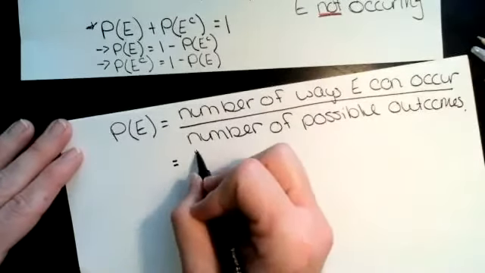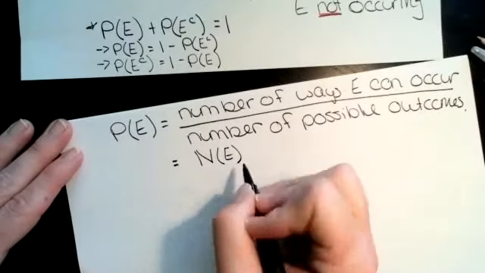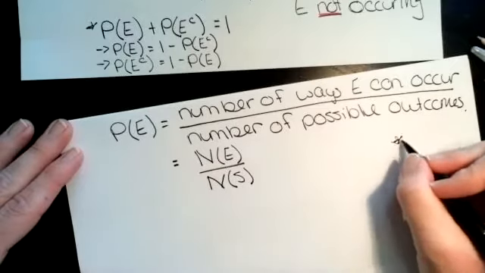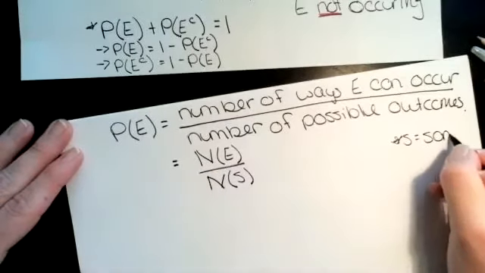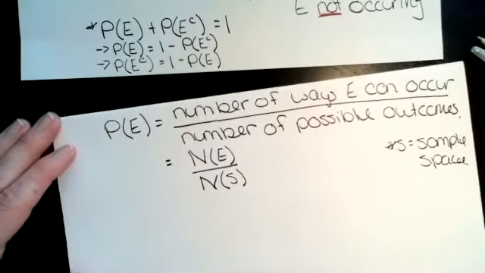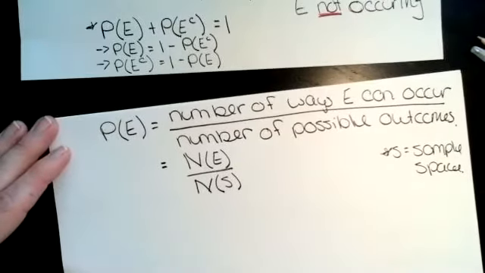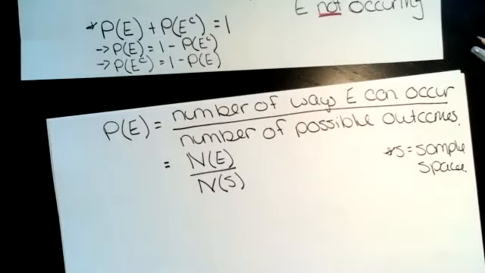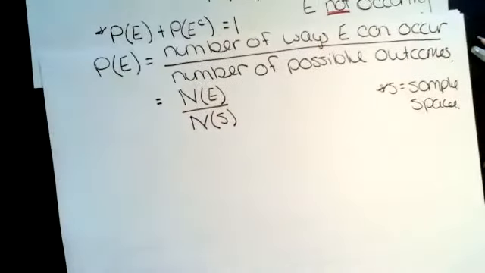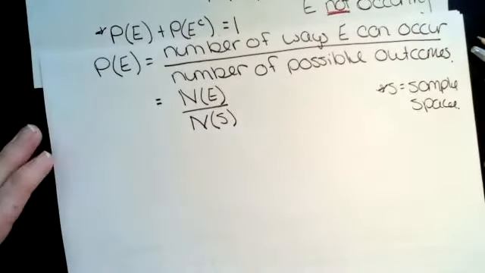This is just the number in E divided by the number in S. And S just stands for my sample space. That's what that's called. So sample space are the total number of possible outcomes. So let's take a look at a quick little example, and we're going to write the notation just to practice that and calculate the complement. And then we're going to move on.